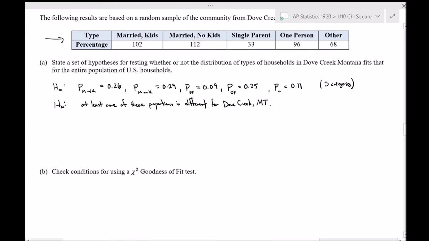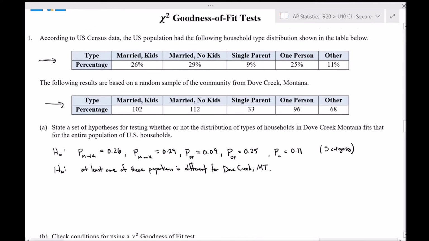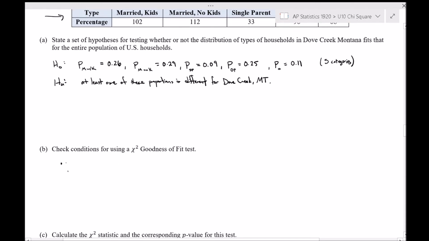So there are two conditions. The two conditions, either a random sample was taken or some sort of a random process is being employed some way, somehow. So in this case, if I look back up here, the following results are based on a random sample of the community of Dove Creek, Montana. So this is a random sample. Random sample given.